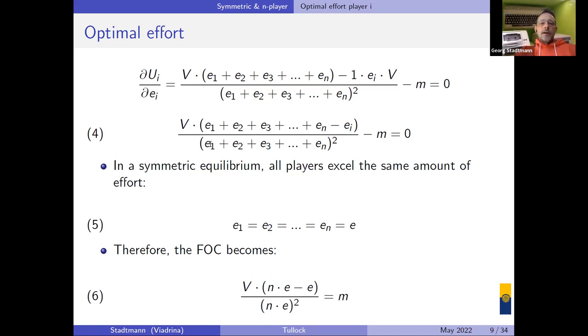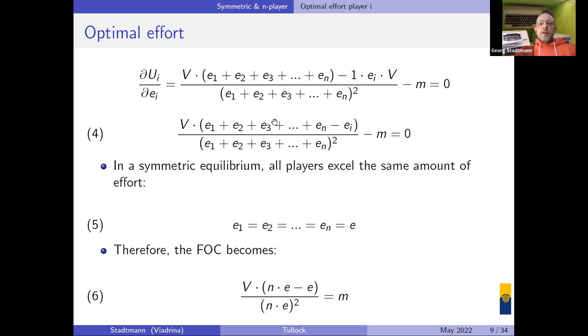we have in the denominator, in the brackets, the sum of all effort levels. There are n different players. So the sum of all these efforts can be written in the way n times e. So the denominator becomes n times e in brackets to the power of 2.